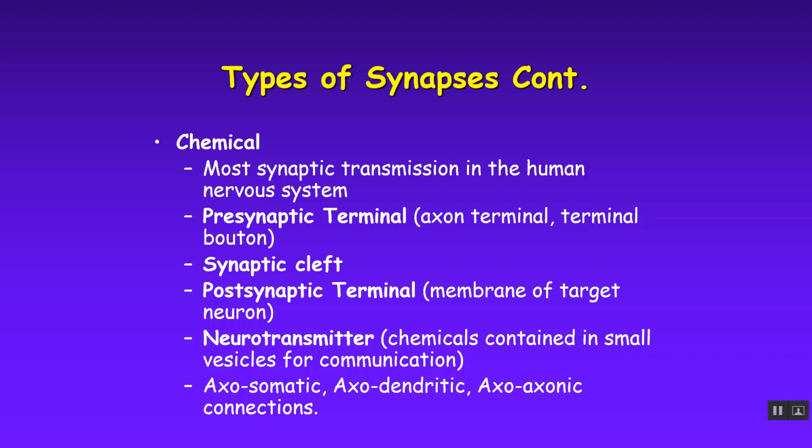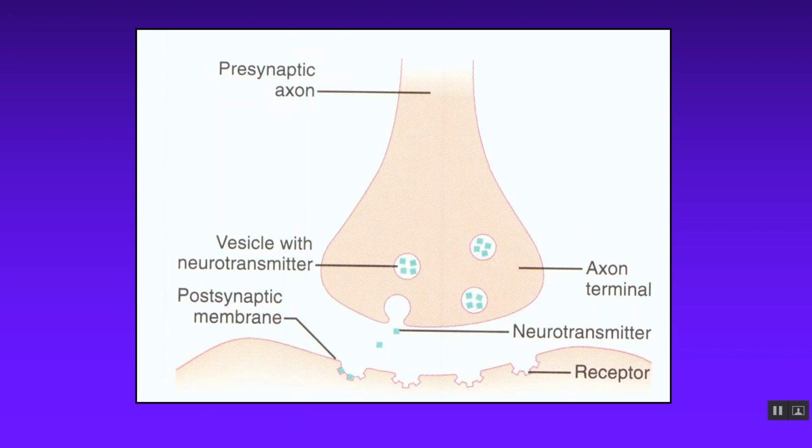Then you have a neurotransmitter. Okay, these are chemicals contained in small vesicles that stimulate or activate the protein channels on that postsynaptic membrane. When we're talking about neurons specifically, you can have what's called an axosomatic connection, an axodendritic connection, or an axoaxonic connection. I'll show you a picture of that in a second.